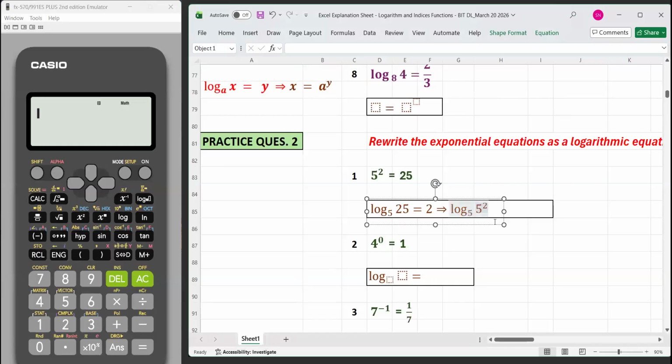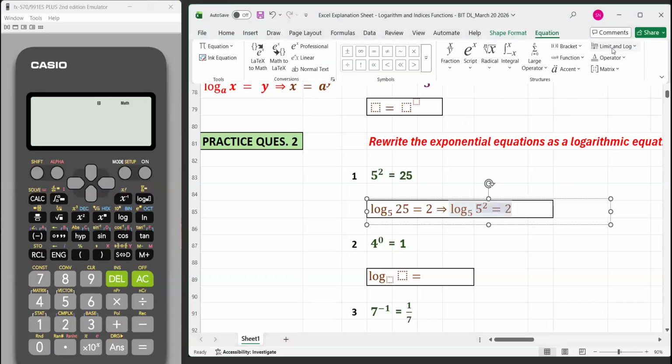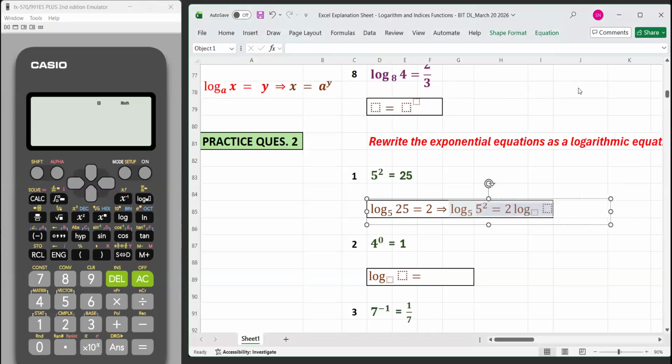And you know that, using the power rule, this can be written as 2 log of 5 base 5. On what we learned, formula 7: log to the same base is equal to what? Log 5 to base 5, what will it be equal to? 1.